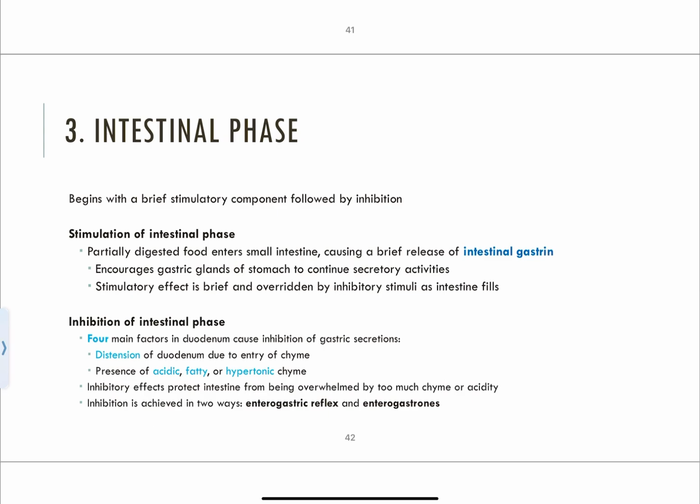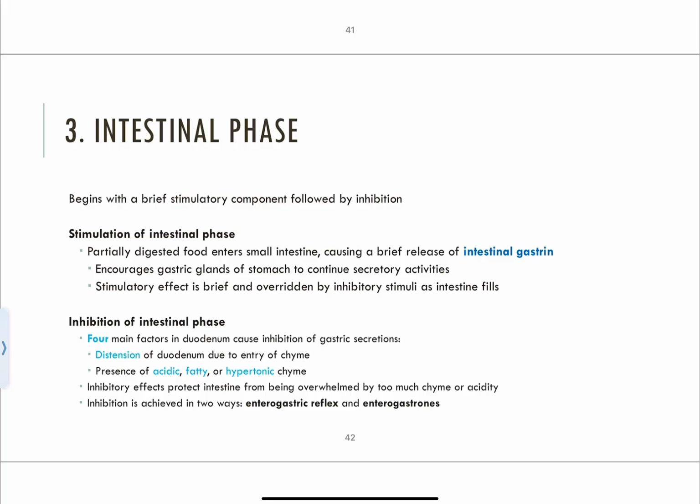Okay, the intestinal phase of gastric secretion begins with a brief stimulatory component followed by inhibition. So when we're talking about the initial stimulatory part of the intestinal phase, that's when we have partially digested foods entering into the small intestine. This causes a brief release of intestinal gastrin. Intestinal gastrin is also called enteric gastrin.